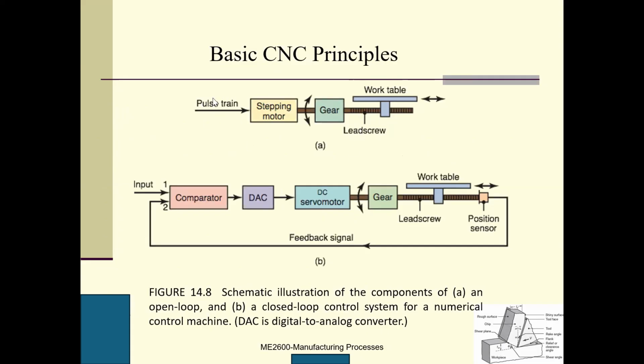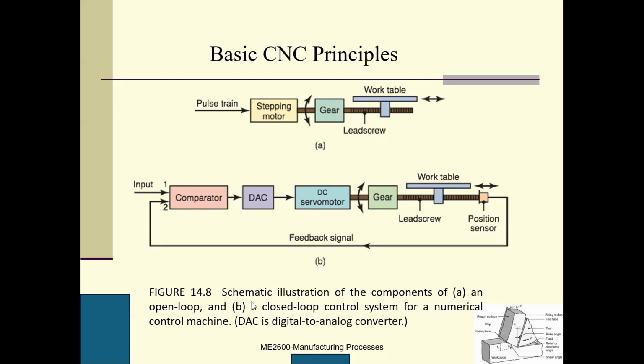So here is the basic CNC principle. We have this pulse train, a series of pulses. This is a very, very old one, with a stepping motor at that time. Then the gear, and then the screw and the work table. If we have a pulse signal, the stepping motor will rotate and the gear system will be driven. This gear will drive the lead screw, and as a result, the work table will move horizontally.